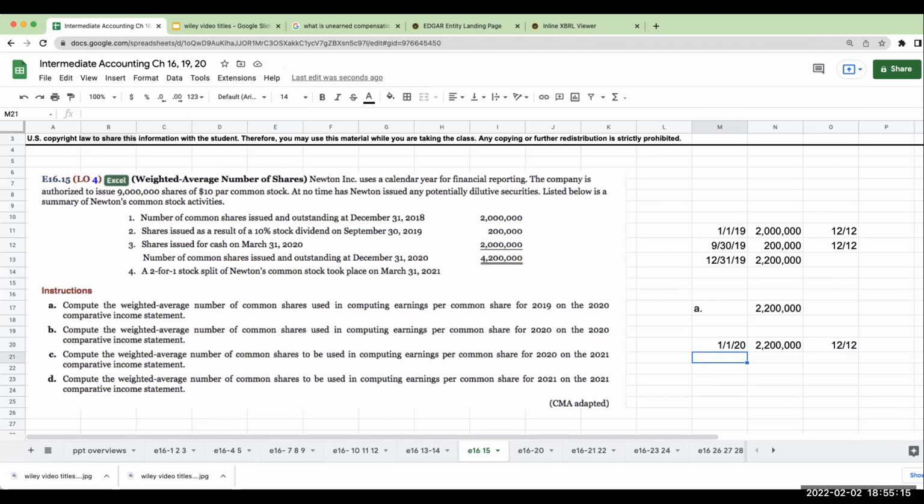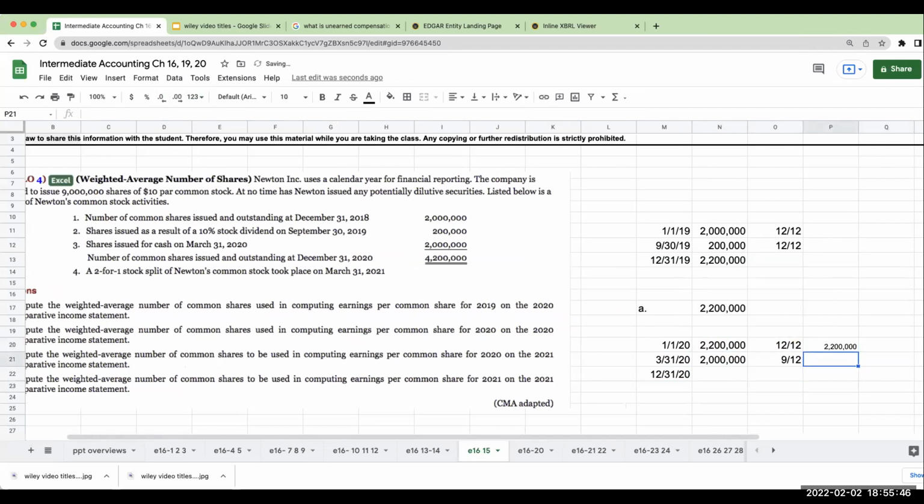Right over here, I issued shares for cash on 3/31/20. I issued 2 million shares on 3/31/20. However, were these outstanding for the full year? When I'm coming down to 12/31/20, that's what I'm trying to figure out. The answer is no. These were not outstanding for the full year. These were outstanding for 9/12 of the year.